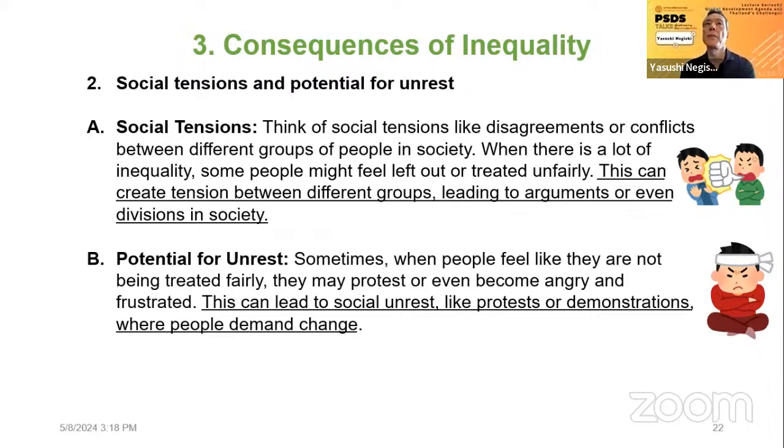The next one is potential for unrest. Sometimes when people feel like they are not being treated fairly, they may protest and even become angry and frustrated. This can lead to social unrest, like protests and demonstrations, where people demand change. So these are the things that may arise because of the inequality in society.